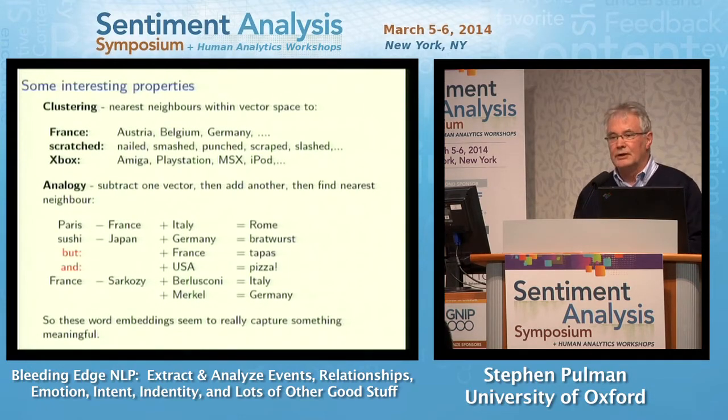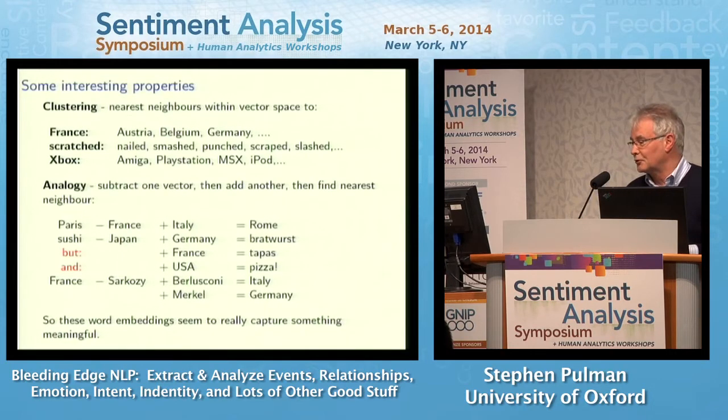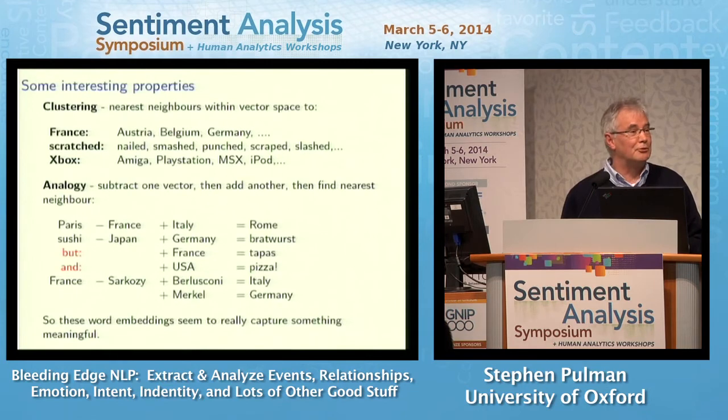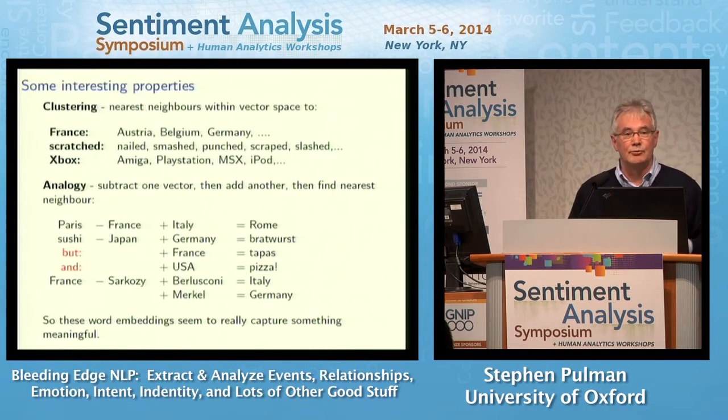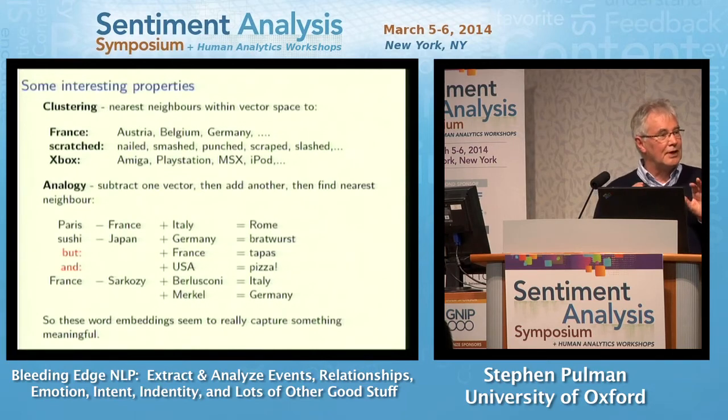It doesn't always get it right, so it thinks that the kind of national dish of France is tapas and the national dish of the USA is pizza. I don't know, that may well be true. And in politics, so take Sarkozy away from France, and I guess many French people wish you would, but then add Berlusconi, you get Italy. So this is fascinating. It actually captures some real analogical structure. So they seem to be capturing something quite meaningful.